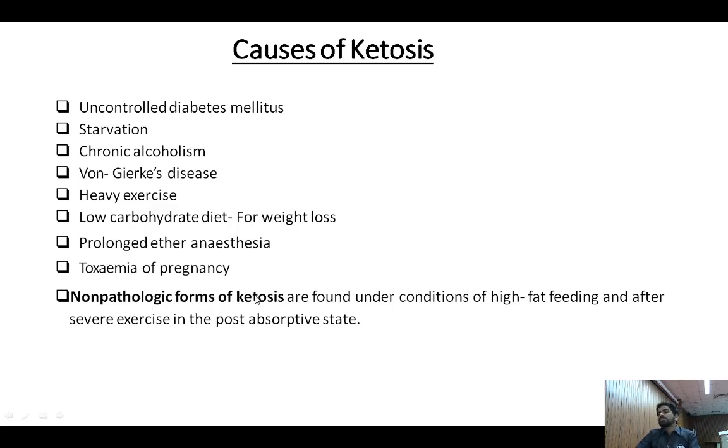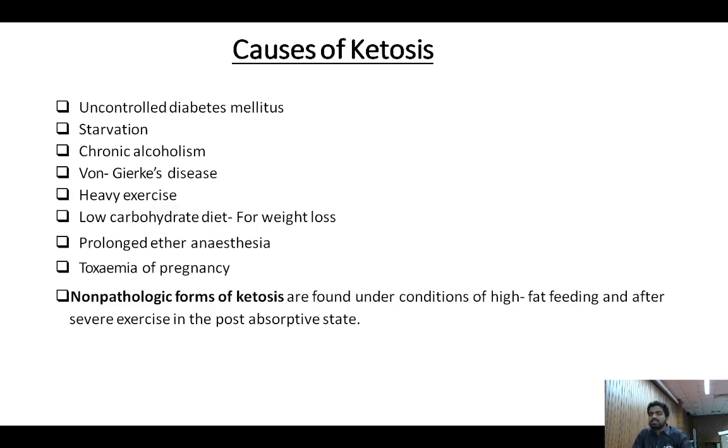Now, non-pathological forms of ketosis are found under condition of high fat feeding. If you are taking high fat, that is not pathological in the body, right? Because you are taking high fat, that's why more and more ketone body is forming. And also after severe exercise, in the post-absorptive state. If you have eaten and exercise, at that time glucose can be utilized. But suppose glucose has been fully utilized and you are doing exercise after that almost on an empty stomach, or when you had your last meal a long time ago, some hours of fasting, then what will happen?